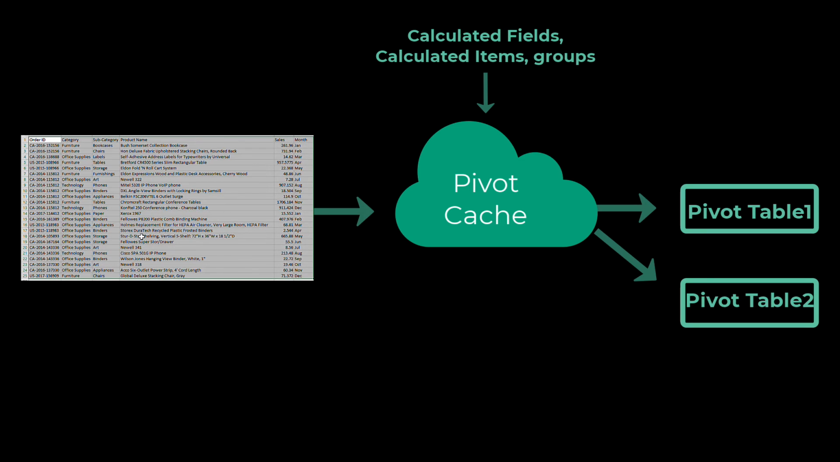Now, when you create a copy of your first table or a new one from the same data source, that new pivot table will be linked to the same pivot cache to save memory. If this sounds complicated, don't worry about it. Just remember that when you create a group, calculated fields, or calculated items, they will impact all the pivot tables linked to the same data source.